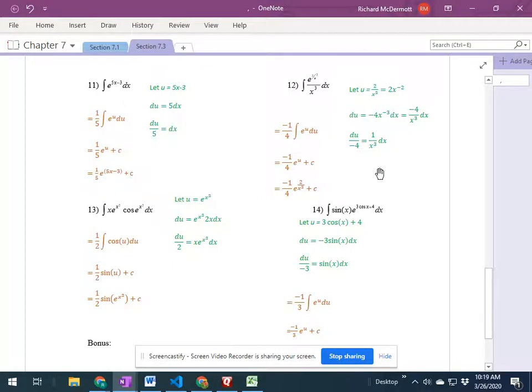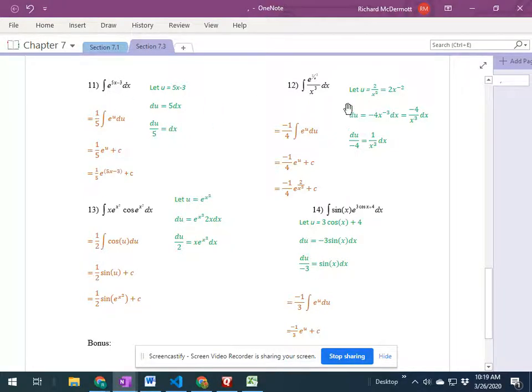Okay. Moving on, number 12 here. Boy, this looks complicated, doesn't it? Okay. But remember, when you're doing antidifferentiation, we only have 4 things that we can let u equal. We can let u be the thing being raised to a power. We can let u be the argument to the trig function. We can let u equal the denominator. And then lastly, we can let u equal the power on e, which is what we did in the previous problem.